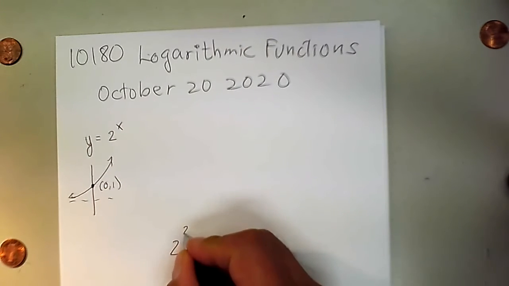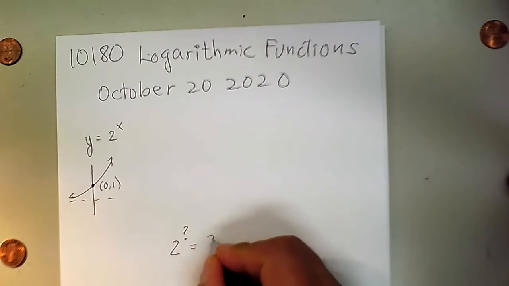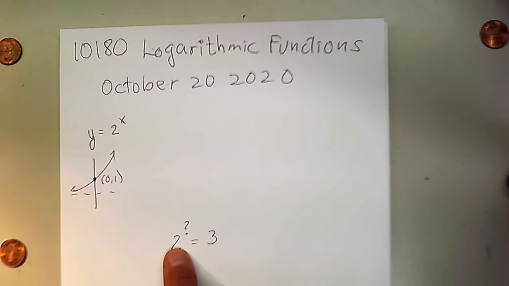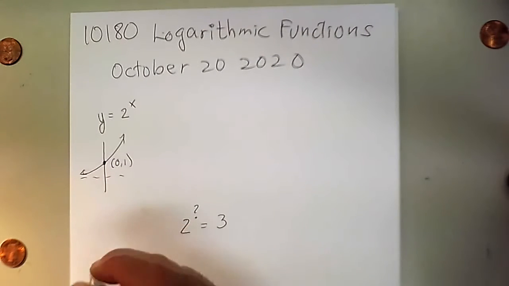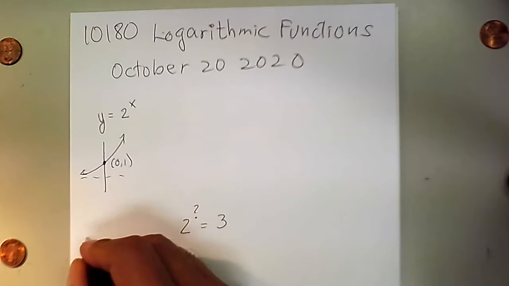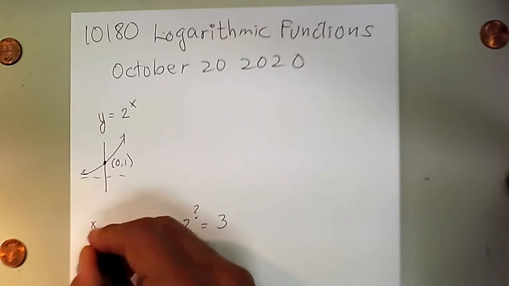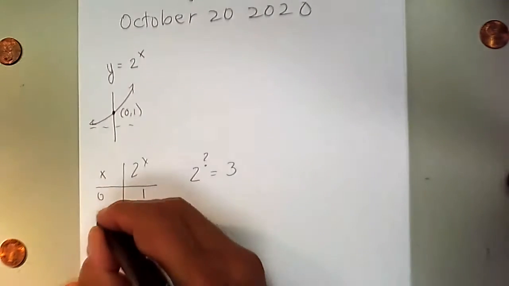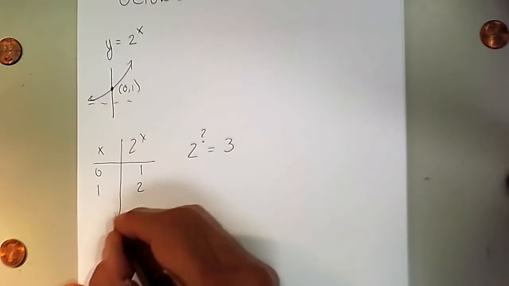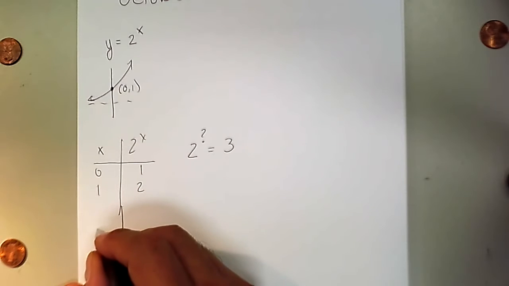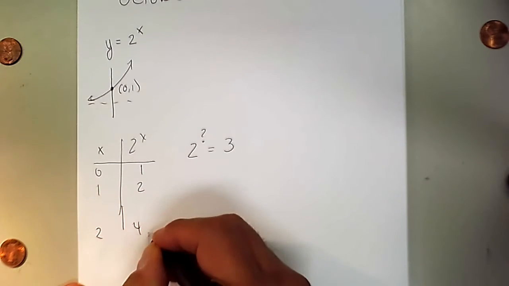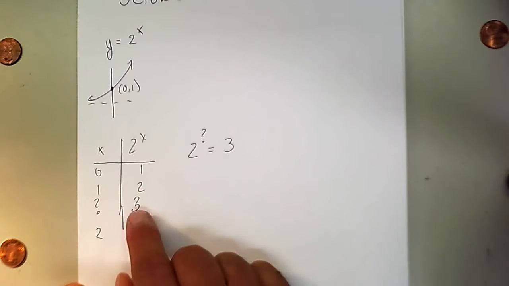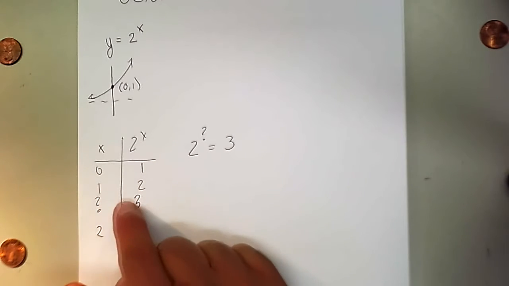2 to what power is equal to 3? You know, 2 to the 0 is 1. If we can make a table of this with an input x and then an output 2 to the x, 0 gives us 1, 1 gives us 2, and 2 gives us 4. So the question is, okay, what number, question mark, is going to give us 3? And the answer is not 1.5.